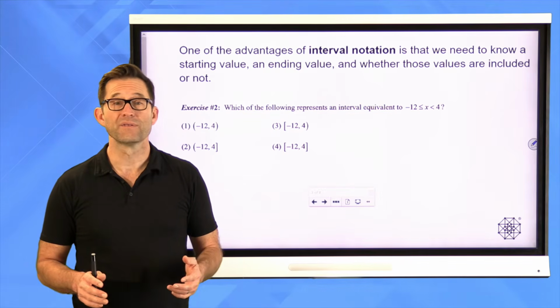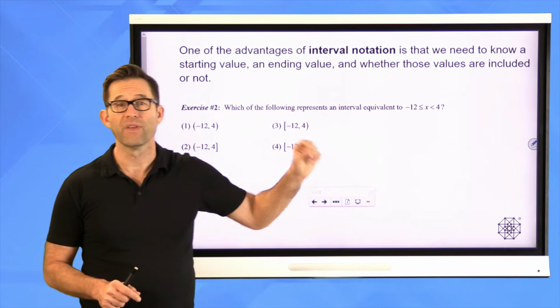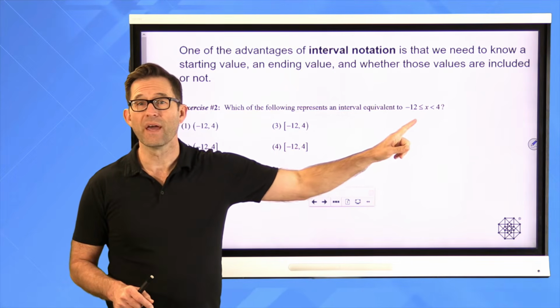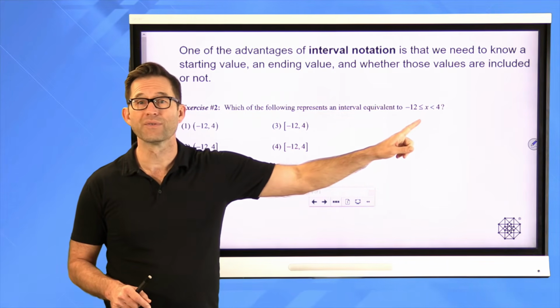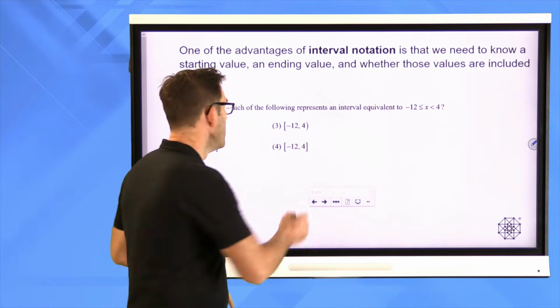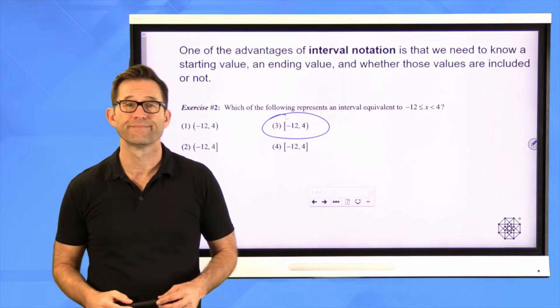Well, this basically boils down to the brackets versus the parentheses. So we're going to use a bracket if the endpoint is included. We're going to use a parentheses if it's not. Notice that the -12 is included due to the equal sign there, but the 4 is not included due to no equal sign there. And therefore, the correct answer is choice 3.